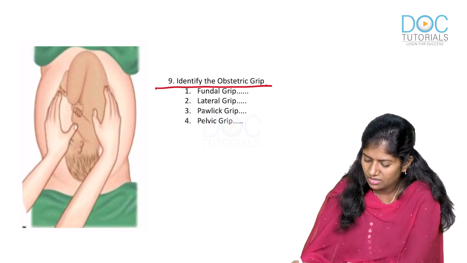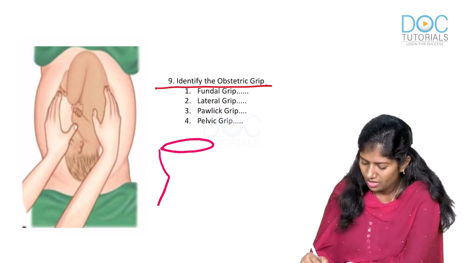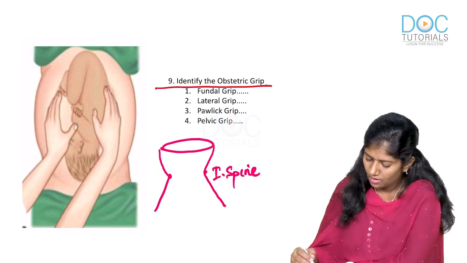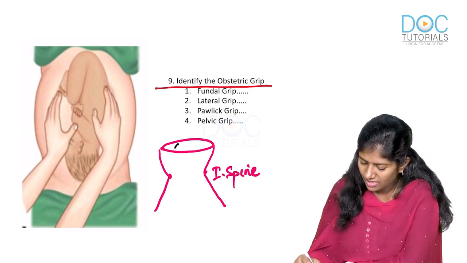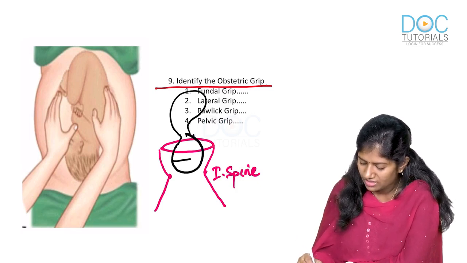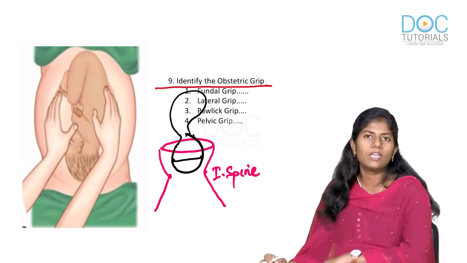Now say this is the brim of the pelvis and this is the ischial spine. When will you call it an engaged head? If the maximum transverse diameter of the fetal skull has crossed the brim of the pelvis, you call it engaged. Say this is the maximum transverse diameter. This is engaged head. Okay.